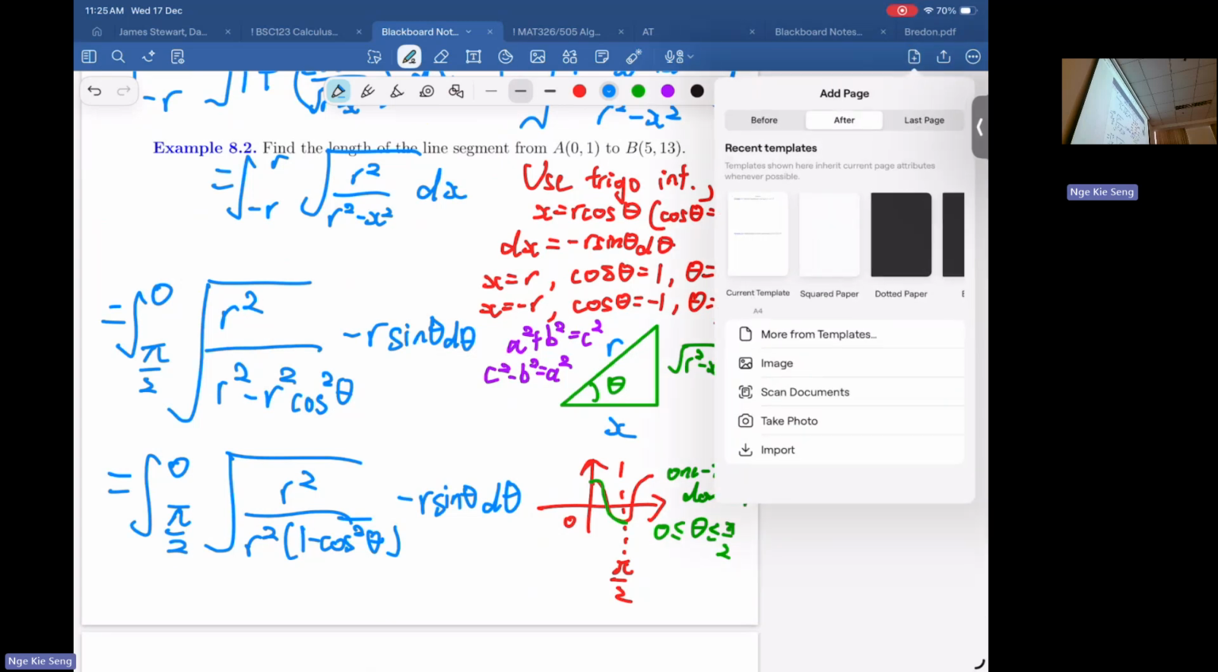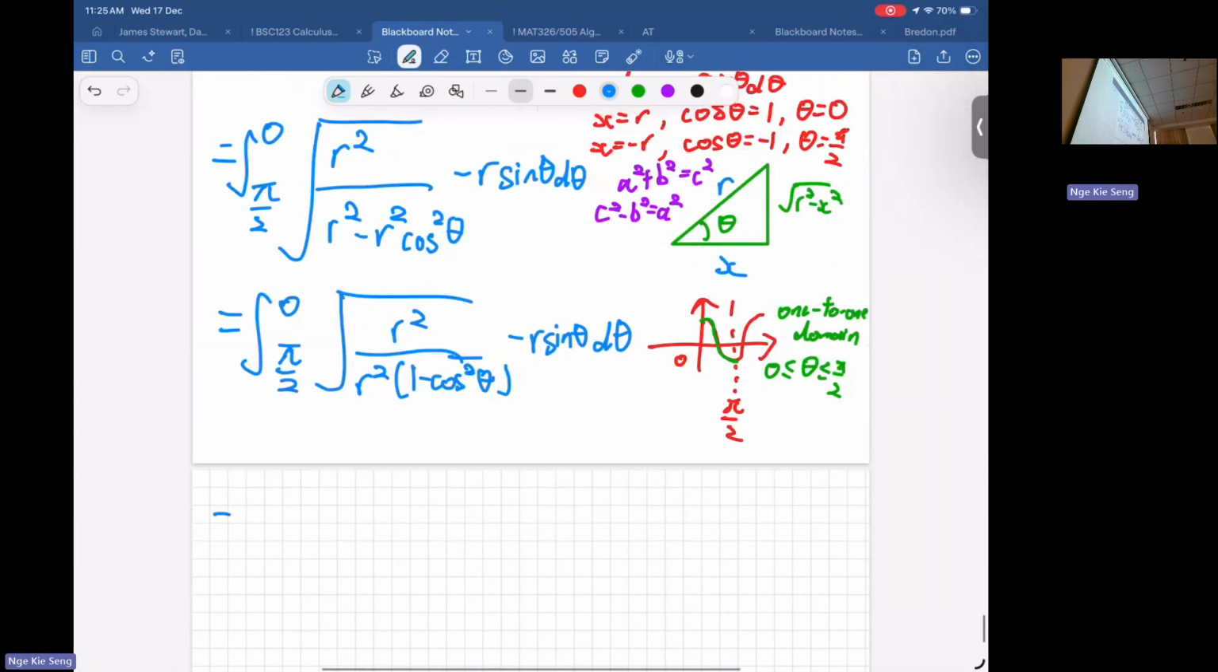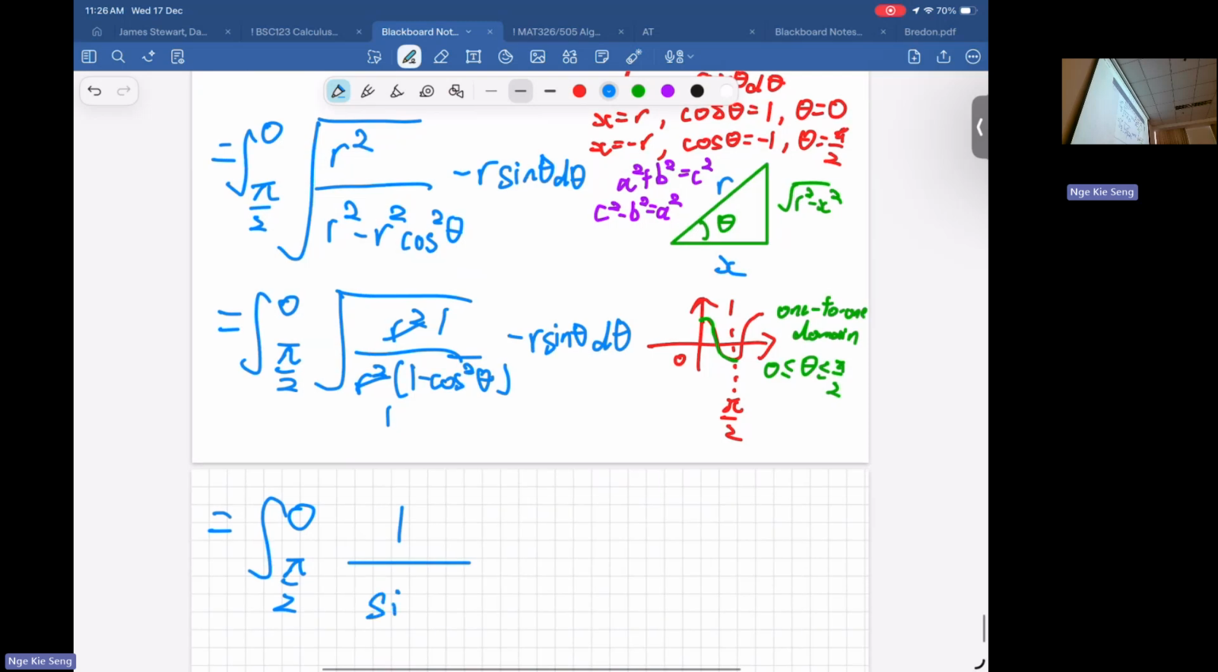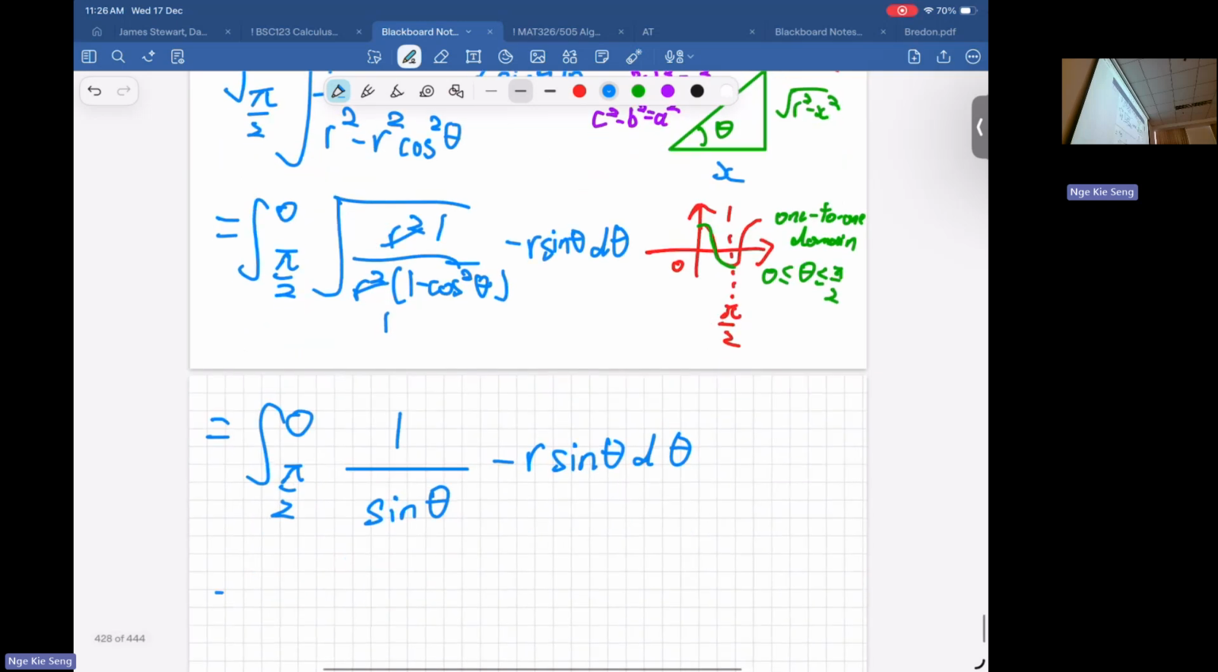Okay, let's continue. Slightly long, this question. Then this r square will cancel. And then the bottom one becomes what? Sine square theta. So the square root of sine square theta is sine theta. Then multiply by minus r sine theta d theta. So what are you left with? You actually just left with minus r.